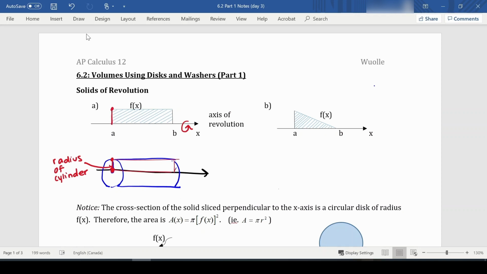Well, the height of that rectangle would be f of x. Therefore, our radius of our cylinder is f of x. Now, what is the height of the cylinder? Well, the height of the cylinder would be from A to B. This here would be our height.